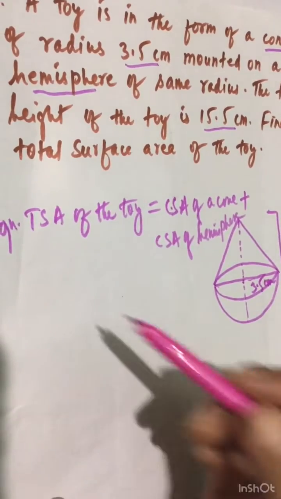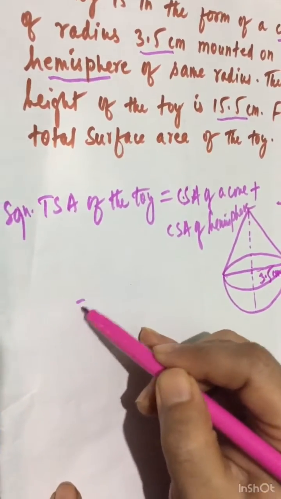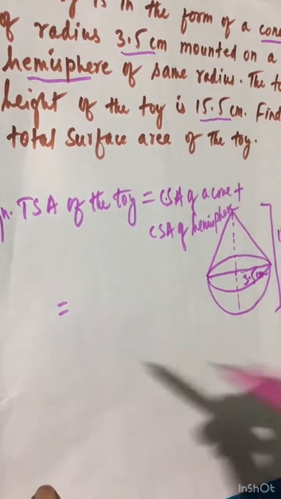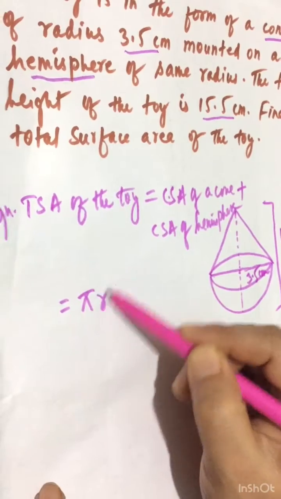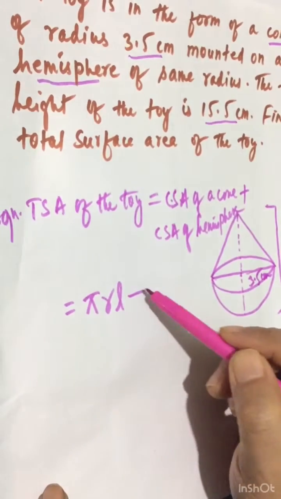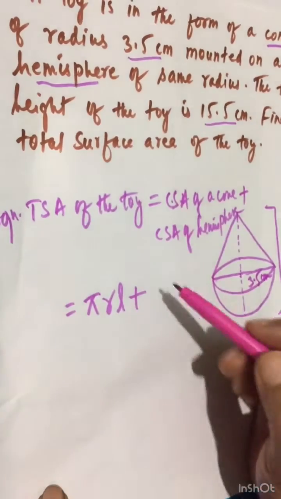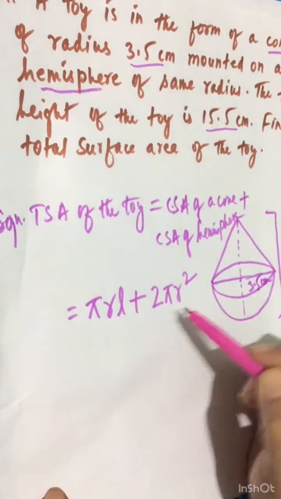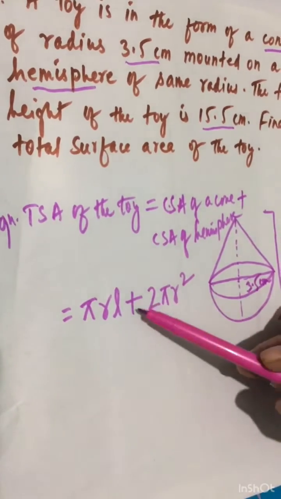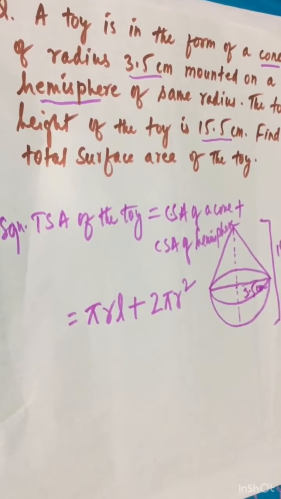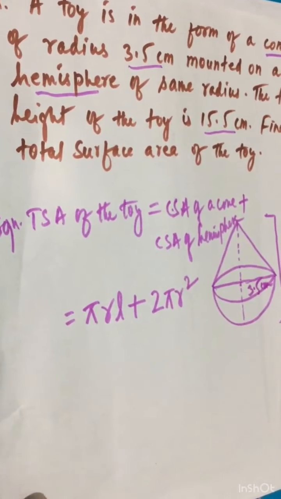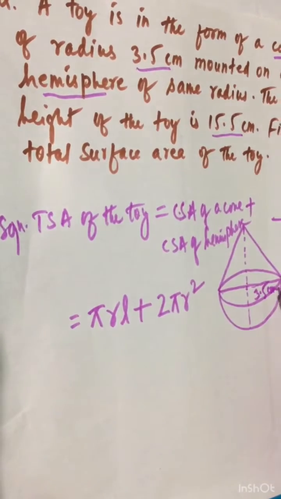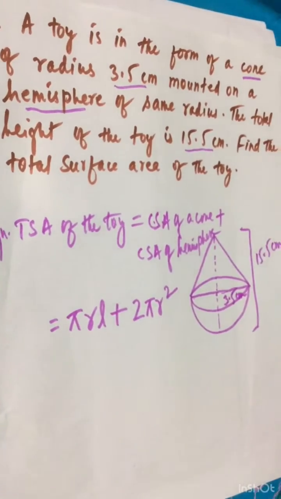Now we need to remember a very important formula here. Cone curved surface area is pi r L, and for the hemisphere, the surface area is 2 pi r square. These two we will add together, then we get the total here. So these are the formulas we need to remember. Let us put in the values. If any value is not given or is missing, then we need to find it out.